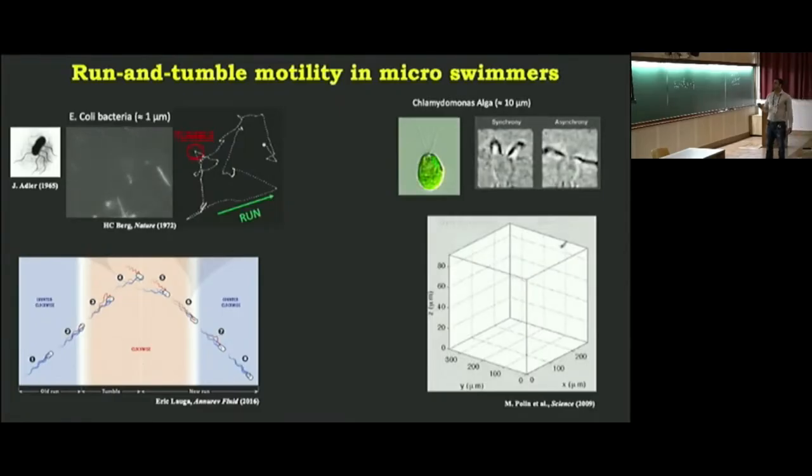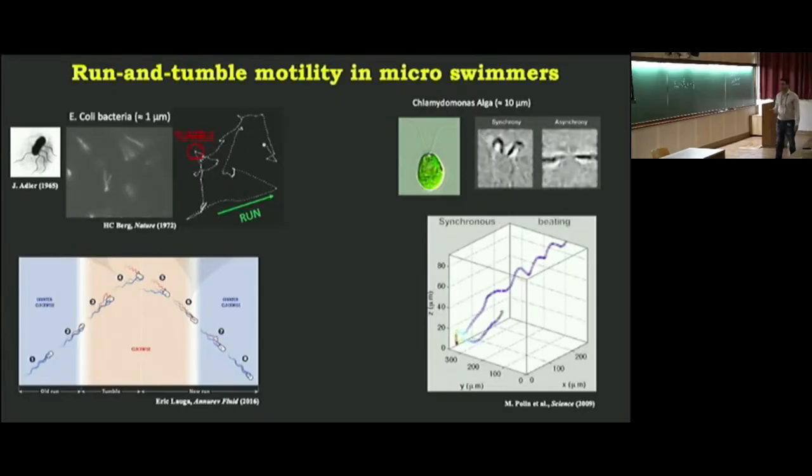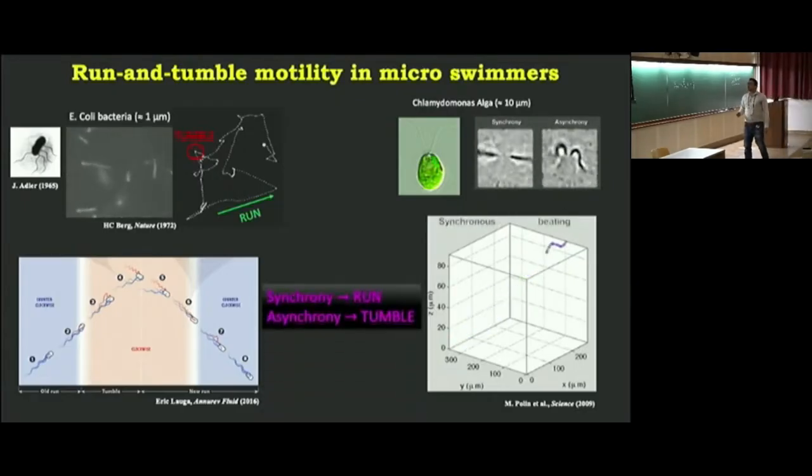People have since started working with even simpler organisms, Chlamydomonas, which has only two flagella. There also they saw a similar thing. This was the movie playing on the first slide. When the flagella are beating in synchrony, it is running, but when it undergoes asynchrony, it tumbles and changes its direction. Synchrony leads to a run event, asynchrony leads to a tumble event.